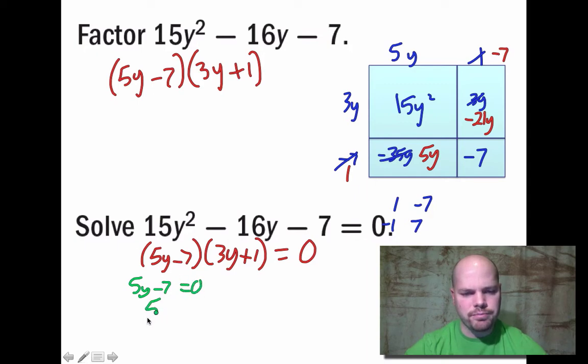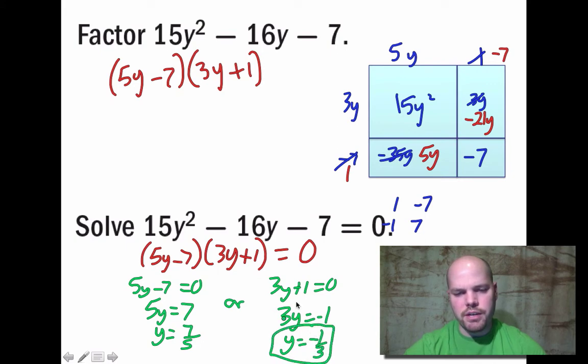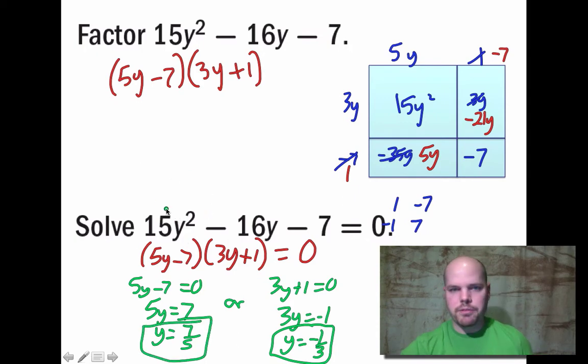So add 7, divide by 5, so y equals 7/5. Or when does 3y plus 1 equal 0? Well, subtract 1 from both sides, and then divide by 3, so y equals negative 1/3. So that's how you could solve this if it was equal to 0, if you had factored form rather than running through the quadratic formula.